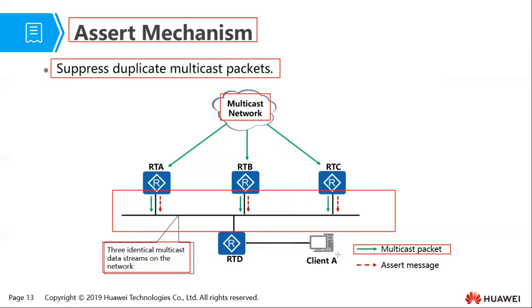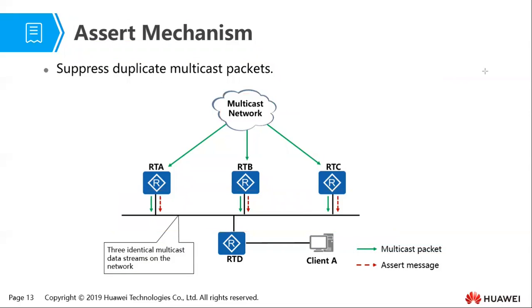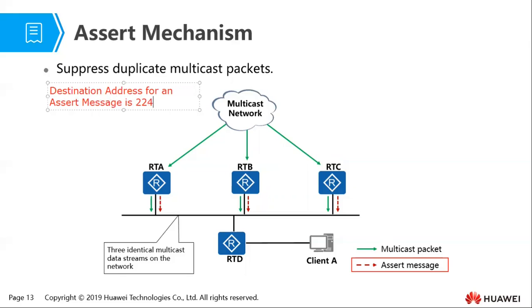Now, to prevent this problem, every multicast router on a shared network segment will send what we call a multicast assert message to all the other routers. The destination address for an assert message is 224.0.0.13. So that is the destination address.